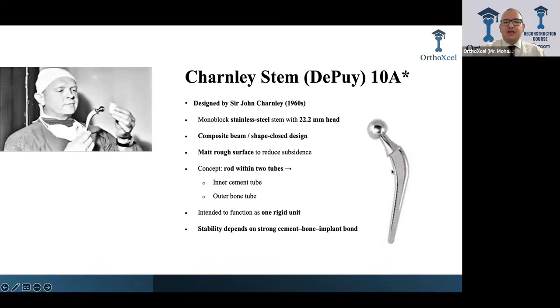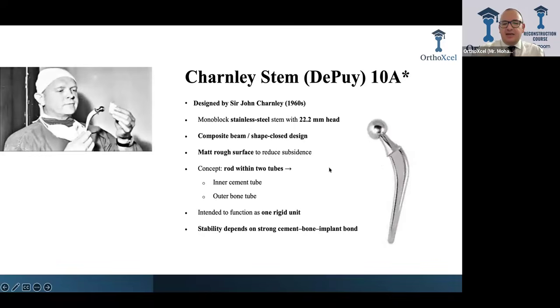As you can see, it's polished, so it's not tapered. So the implant goes with the composite beam idea. So you insert your implant nicely fitted inside your cement tube, and the cement tube is inside the bone tube, and you need this to act as a composite without any subsidence. He felt that if he put a rough surface, so why does he not polish the implant? He thought that with a rough surface, which is absolutely correct, the implant starts to stick inside the cement, and this achieves more of the composite beam idea.